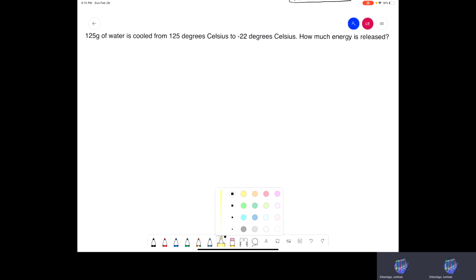Okay, first things first, make sure that you pick out everything that's important in the question. So we have 125 grams of water, and then it says that water is cooled. That should tell you that it is going to be a cooling curve, okay, not a heating curve. And then we have some temperatures that I want to point out to you. We have 125 degrees Celsius, and we have minus 22 degrees. And then it is asking you how much energy is released, okay?